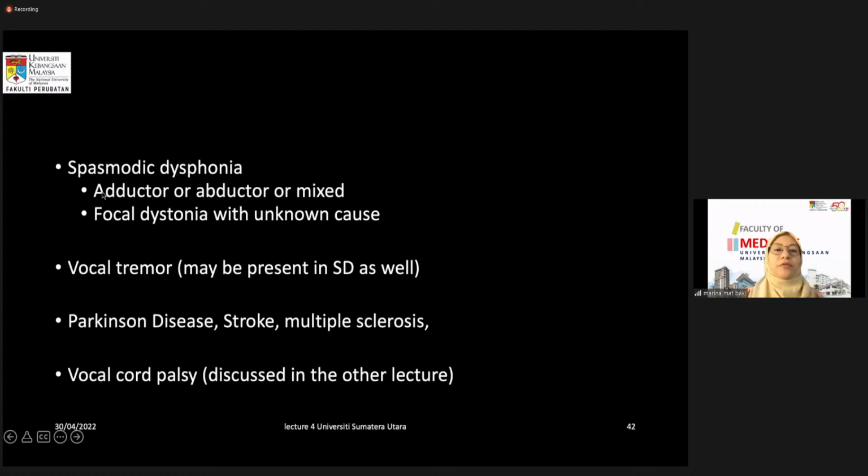So spasmodic dysphonia is divided into adductor and abductor, and some patients may have mixed, and some patients may have vocal cord tremor together with this spasmodic dysphonia. It is a vocal dystonia of the intrinsic laryngeal muscle without known cause. People still can't prove it, although there are theories, like genetic issues, and some increase in dopamine activities in the basal ganglia.